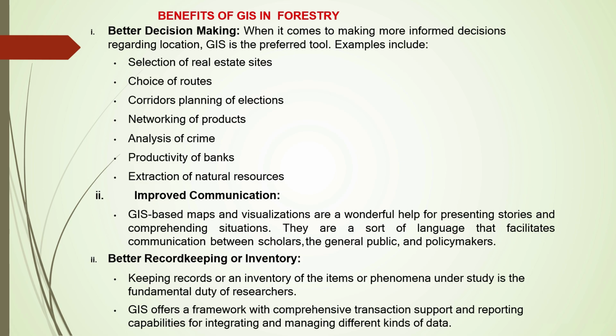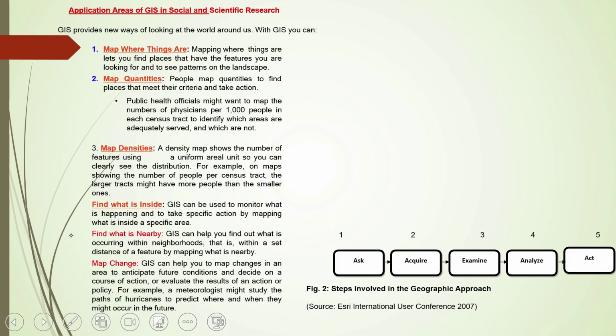Then it also helps in better recording and inventory. So GIS can be used to keep records of forestry and also when we are doing forest inventory. So we see GIS can help us to know where things are, map quantities, map densities, find what is inside, find what is nearby, and find what is changing.